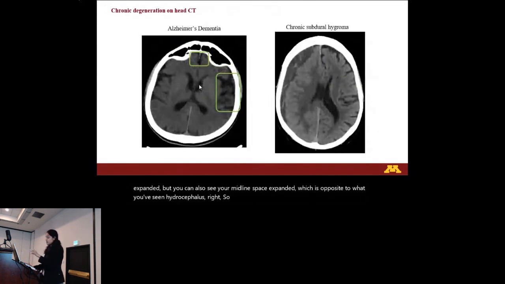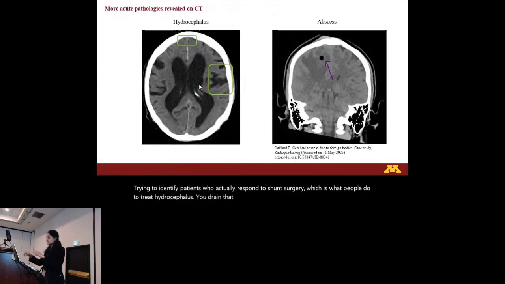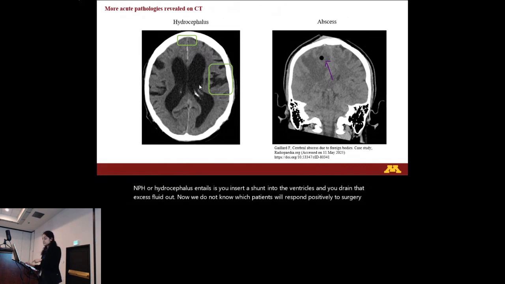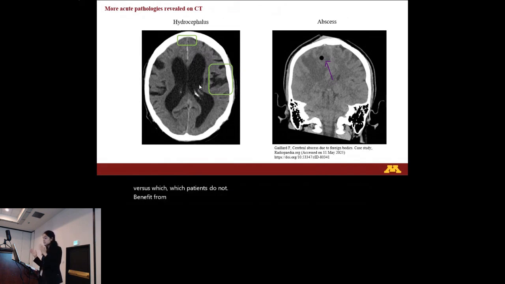So there's an open problem in the field of hydrocephalus research, which is trying to identify patients who actually respond to shunt surgery, which is what people do to treat hydrocephalus. You drain that excessive CSF. You see here the ventricles are super expanded because there's a lot of CSF in the ventricles. And what the treatment in NPH or hydrocephalus entails is you insert a shunt into the ventricles and you drain that excess fluid out. Now, we do not know which patients will respond positively to surgery versus which patients do not benefit from surgery, and it becomes really important to correctly identify those patients.